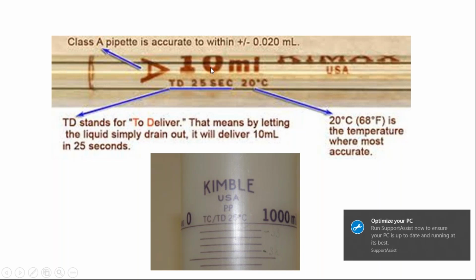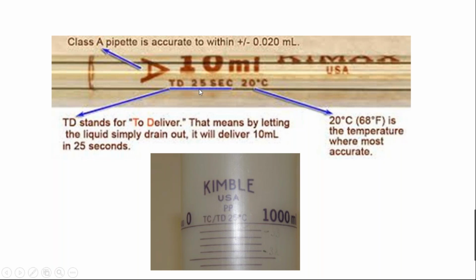The time given over here is the time taken for the liquid to drain. When you pipette 10 ml, because this is a 10 ml pipette, and allow it to drain, it should drain within 25 seconds. And all these parameters, that is 10 ml in 25 seconds with an error of 0.02, will occur only at 20 degrees Celsius.